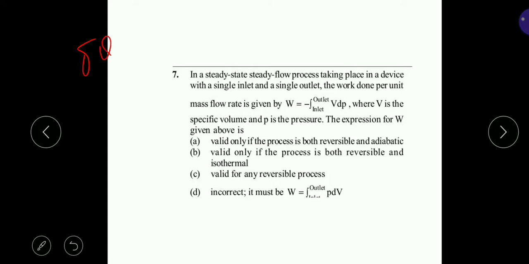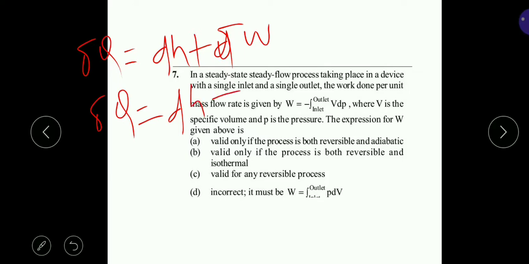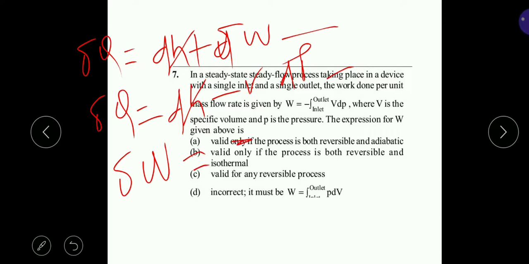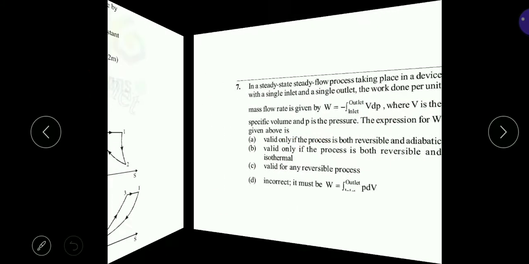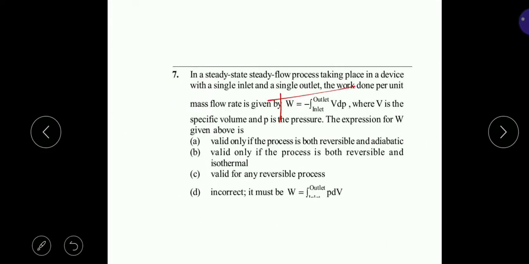So dQ is dH minus VdP, and here we know dQ equals dH plus del W. So I can write these two equations: del Q equals dH plus del W, and del Q equals dH minus VdP. Now if we combine these two equations, dH can be cancelled. So del W will be equal to minus VdP. If we integrate, we get minus integral VdP from 1 to 2. From this equation we can say that this is valid for any reversible process. So the correct option will be C.